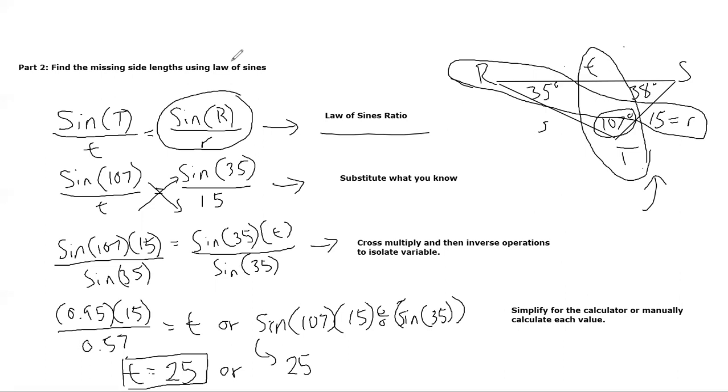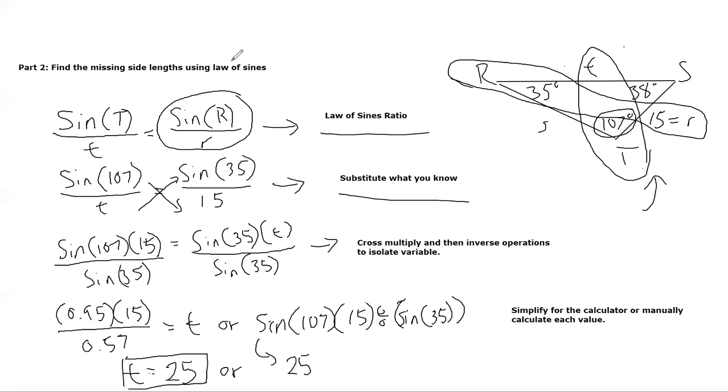Sine of r over little r is going to be equal to the one I'm trying to find. Now, I know what capital T is right now, but I don't know what lowercase t is, so I'm going to pick that one. Sine of capital T divided by lowercase t. That's my law of sines ratio. I don't need to include S right now. S doesn't exist right now. I'm going to deal with S in the next slide, okay?